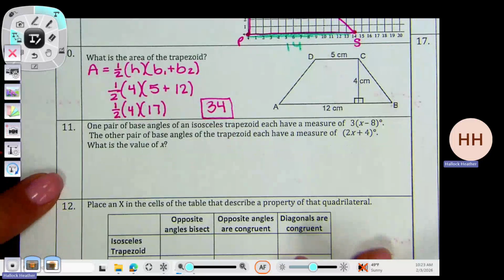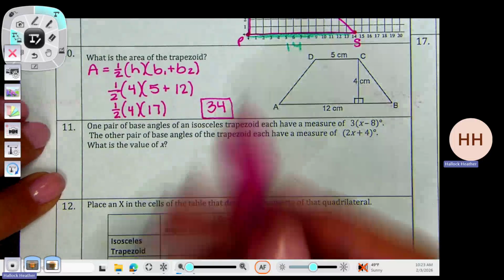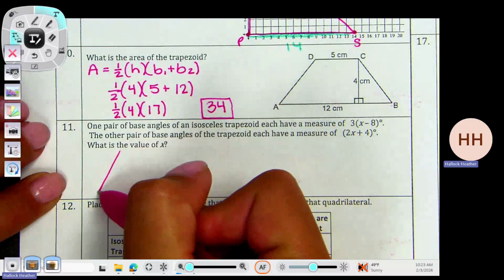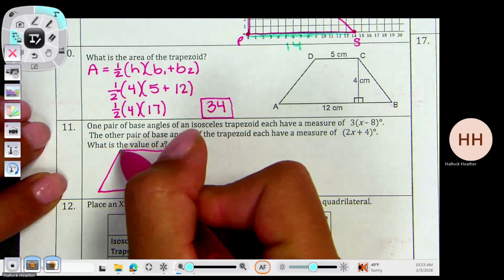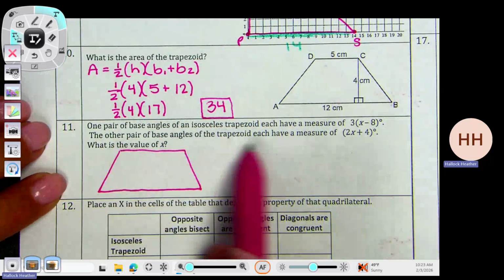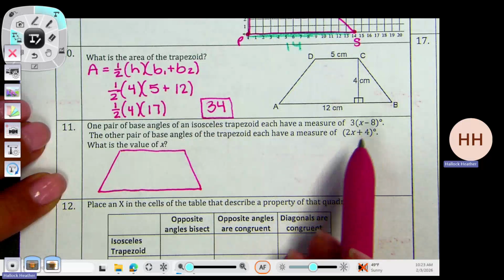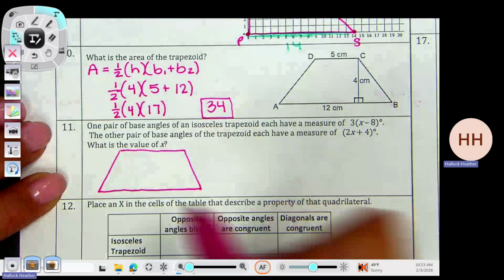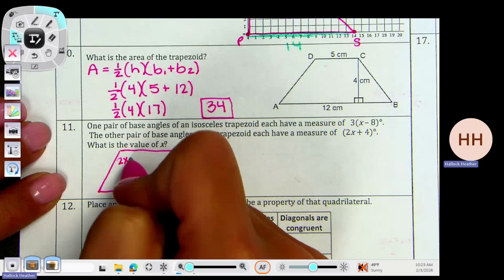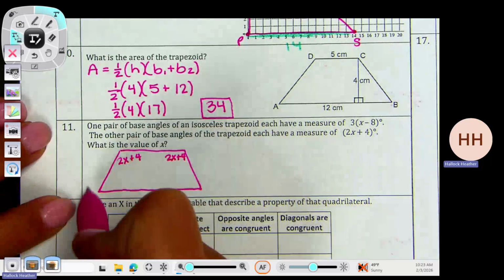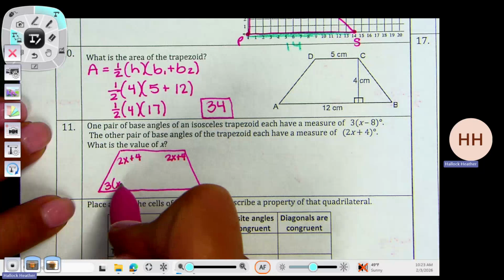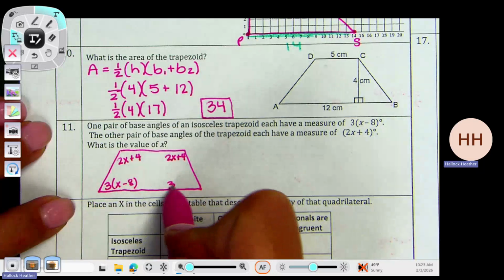Number 11 says one pair of base angles of an isosceles trapezoid has the measure of 3x minus 8. The other pair has 2x plus 4. So what this means is each pair technically, so 2x plus 4 can go here. Each pair has the same amount because it's isosceles, so they match. So you actually have doubles of everything.